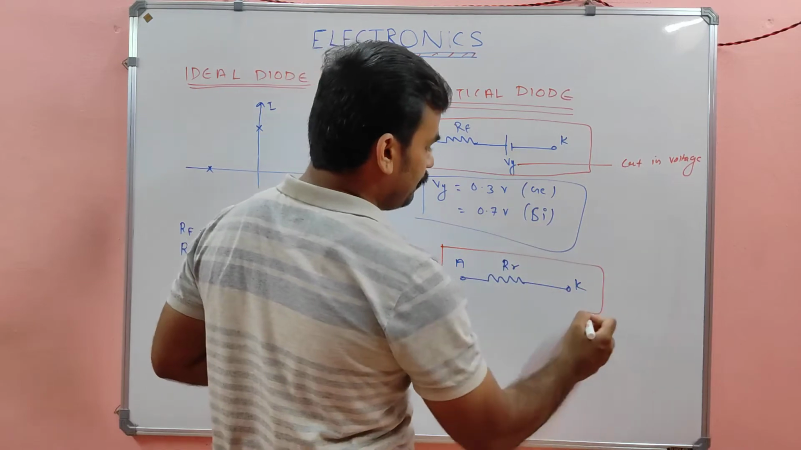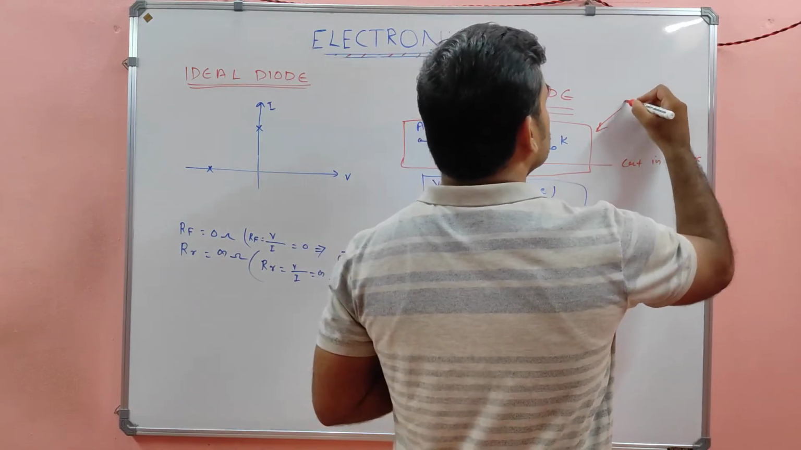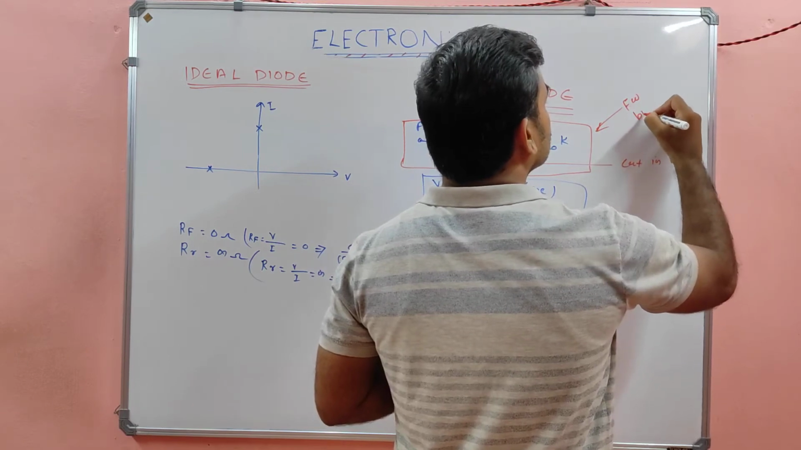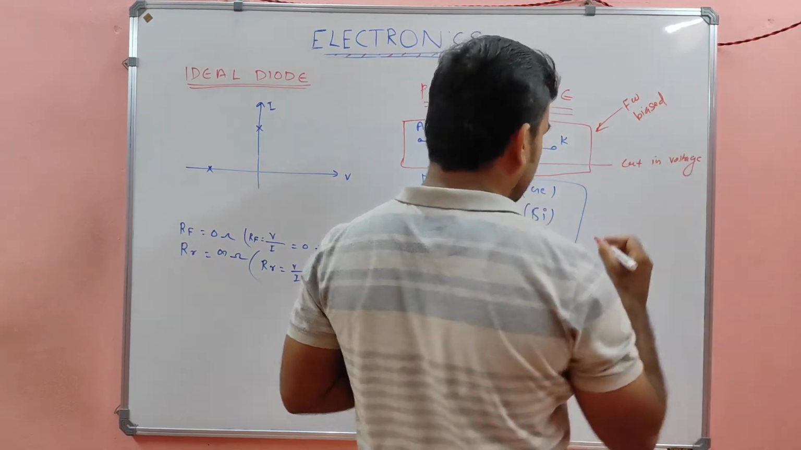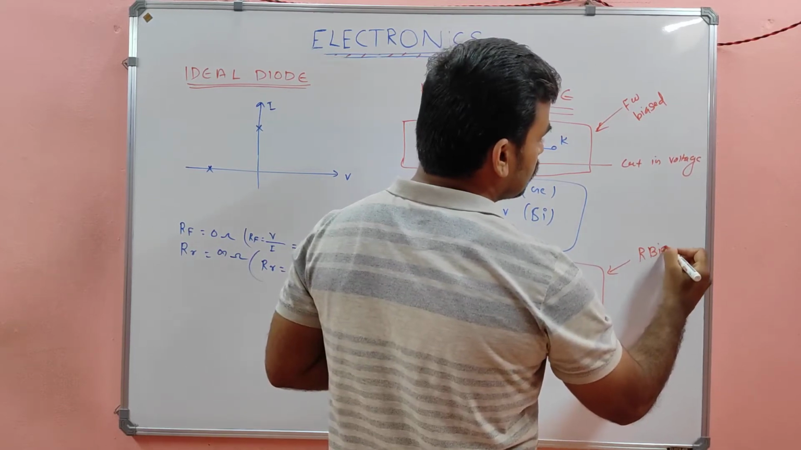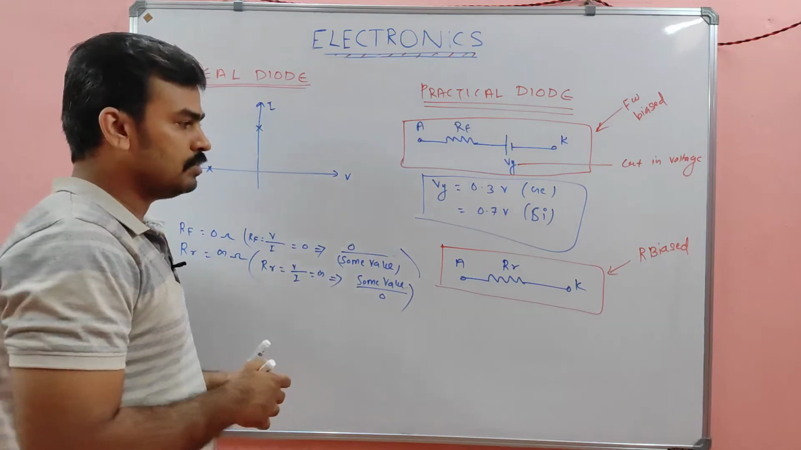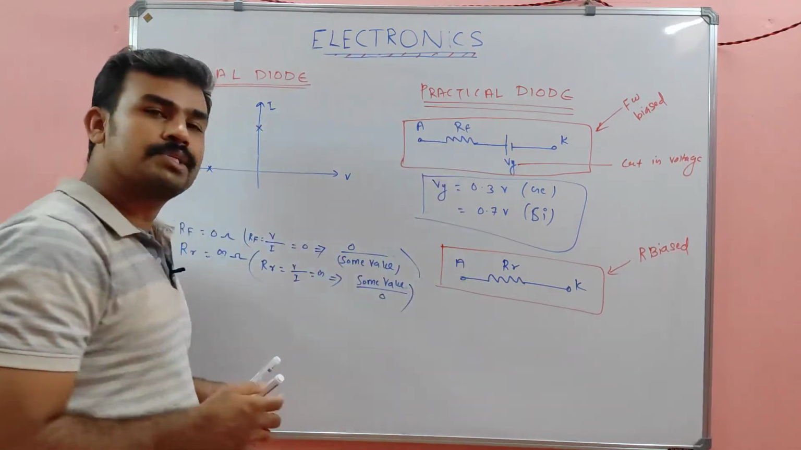And this is the equivalent circuit of what? Reverse biased diode. So I can represent like this is forward biased, and this is nothing but, my dear, reverse biased. You have to note this. So these two equivalent circuits you have to note.